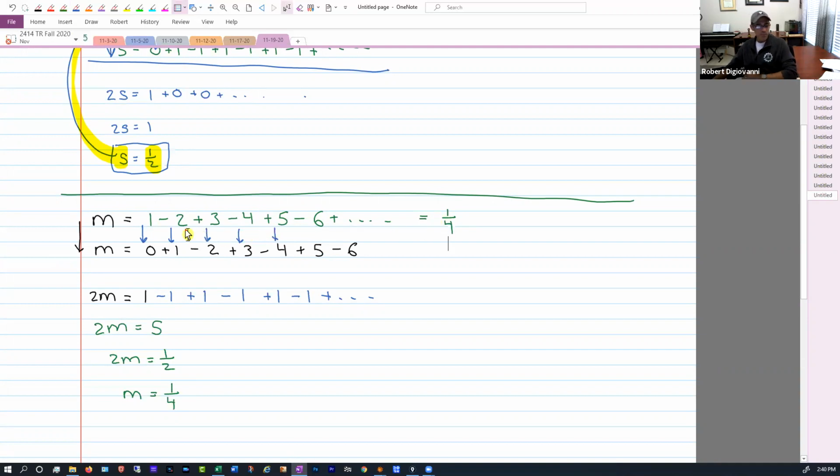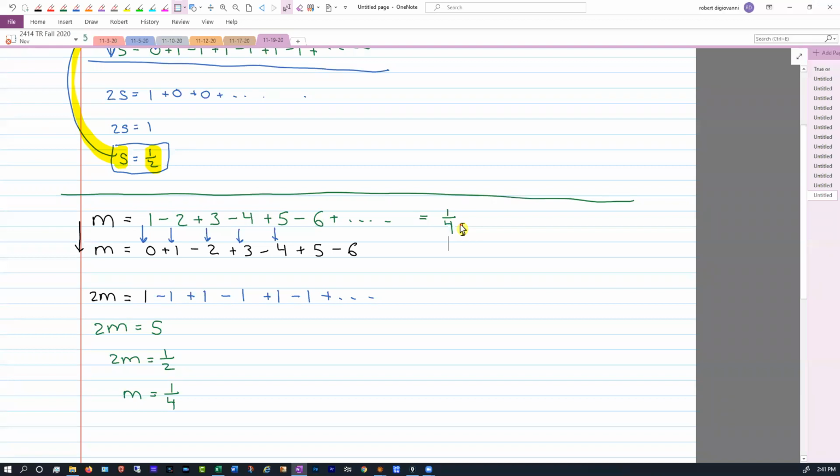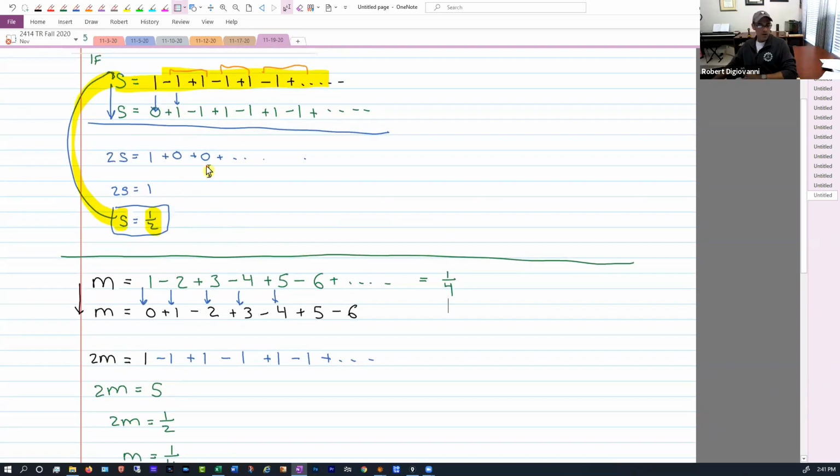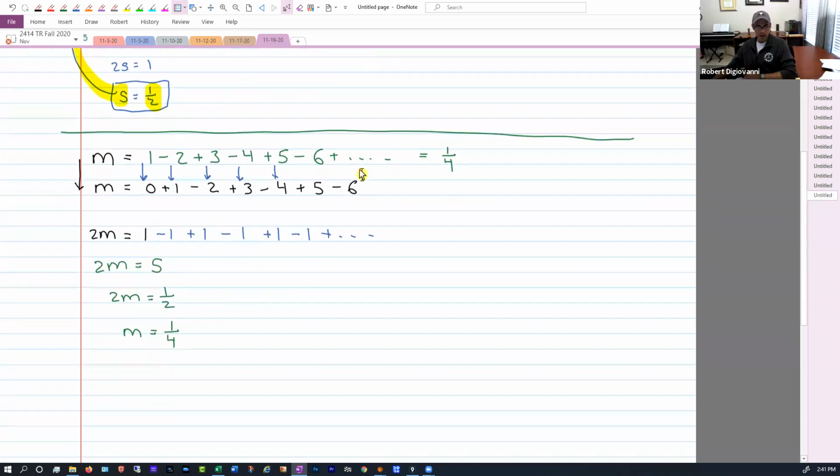Okay, your mind should be blowing right now. You should be bleeding out of your ears. 1 minus 2 plus 3 minus 4 plus 5 minus 6 is going to add up to be this fraction. But how? Great question. But do you all understand the algebra I'm doing here? You can leave if you need to leave. I'm going to show one more. This is the one that'll blow your mind completely out of the water.